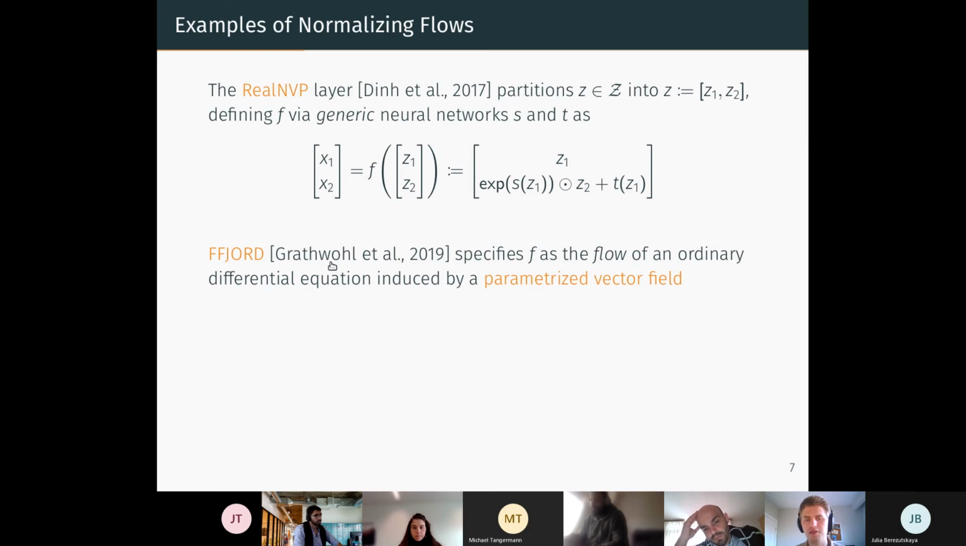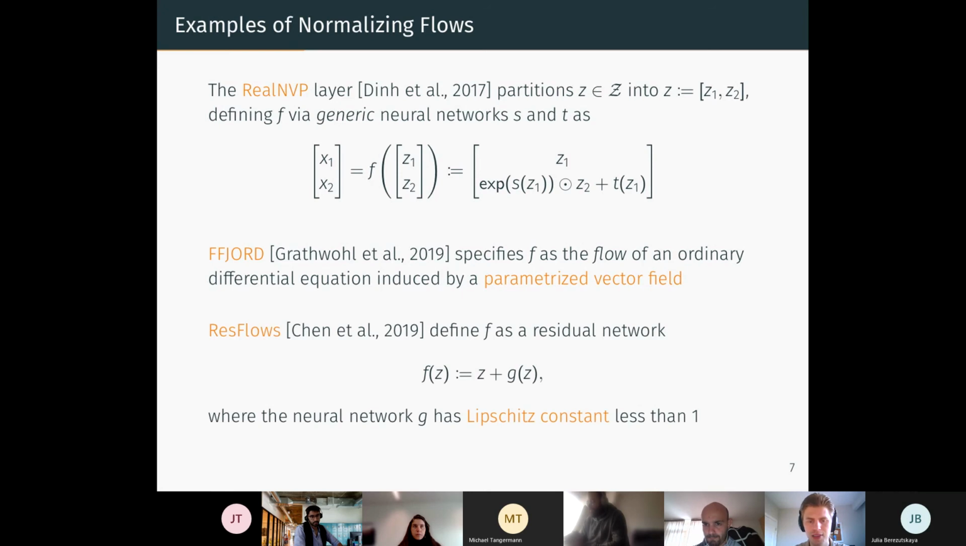Another example is called FFJORD, where the flow f is now the flow of an ODE, which is induced by a parameterized vector field. So the goal is to learn the parameters of the vector field that drive the flow. And this is invertible because of the uniqueness of ODE solutions starting from different initial conditions. So that's nice as well.